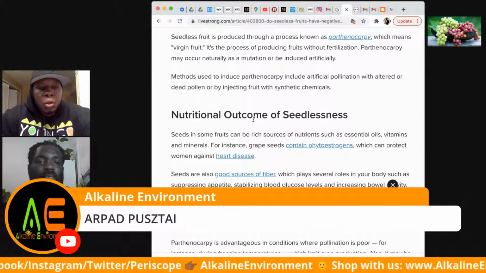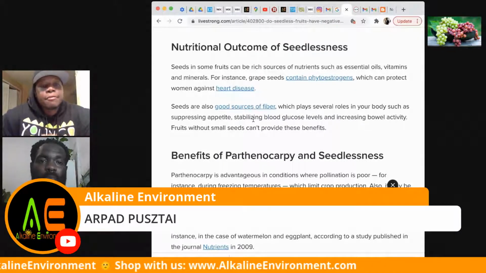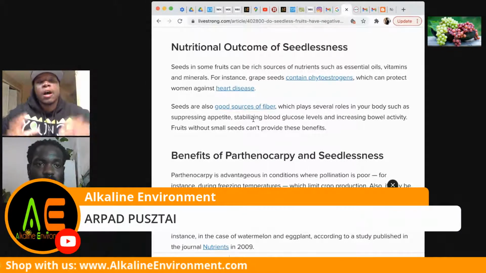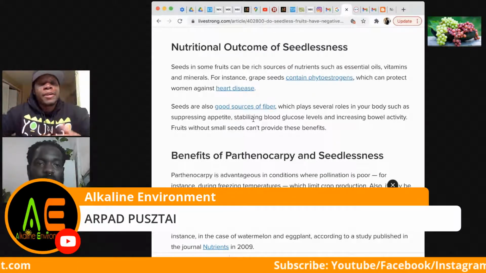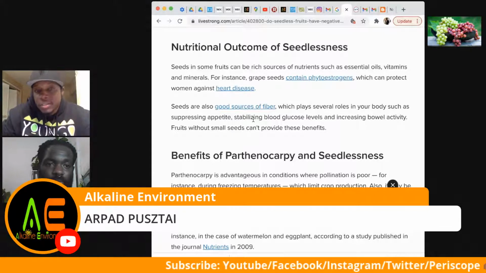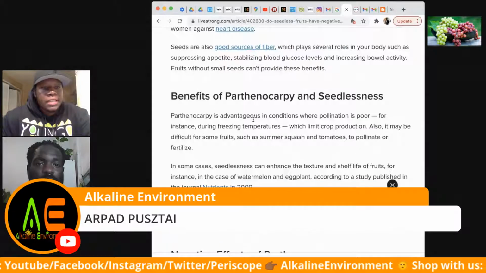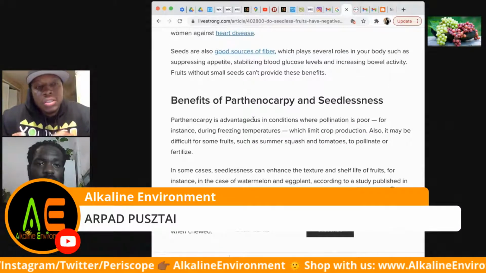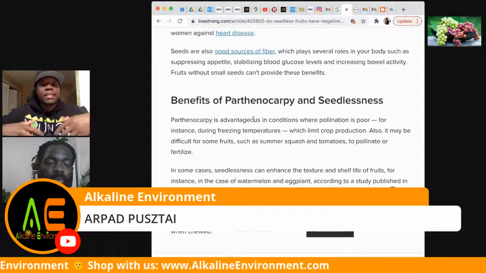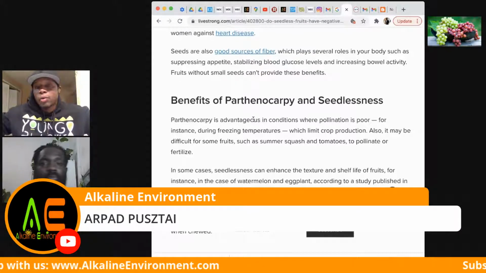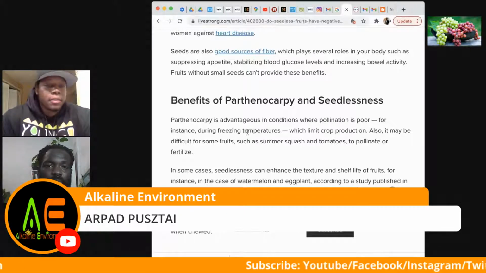Now, the nutritional outcome of seedlessness: seeds in some fruits can be rich sources of nutrients, such as essential oils, vitamins and minerals. For instance, grape seeds contain phytoestrogens, which can protect women against heart disease. Seeds are also good sources of fiber, which play several roles in your body, such as suppressing appetite, stabilizing blood glucose levels, and increasing bioactivity. Fruits without seeds can't provide these benefits.